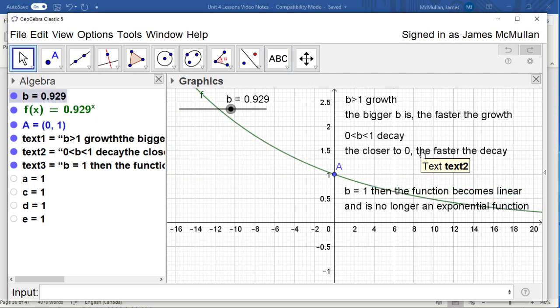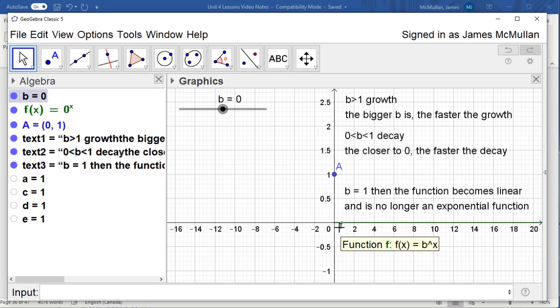Now, the other thing that happens is, what if b is 0? If b is 0, just drop it down to 0 here. So this is why b cannot be 0. If b is 0, you again get a flat line, and you also get a flat line that has nothing in the negative region.